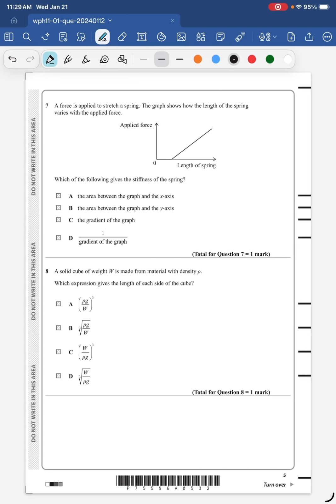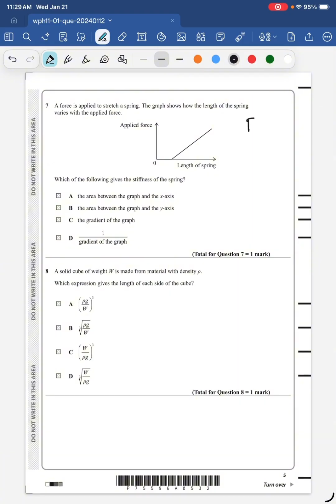Question 7. A force is applied to stretch a spring. The graph shows how the length of the spring varies with the applied force. Which of the following gives the stiffness of the spring?